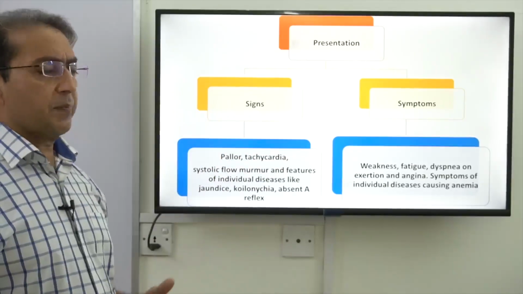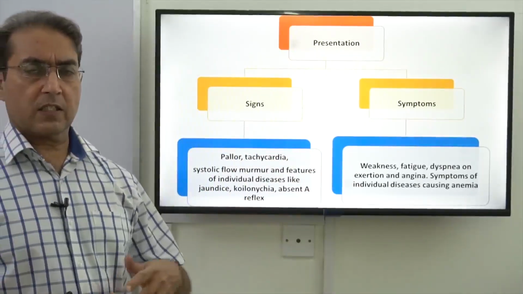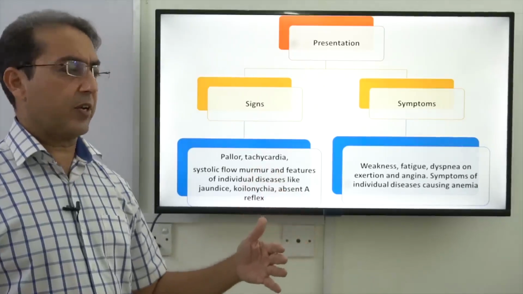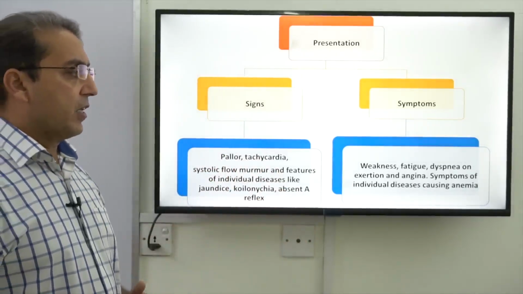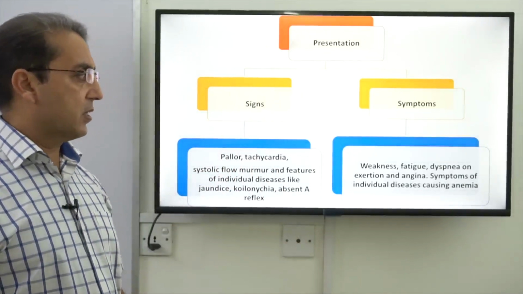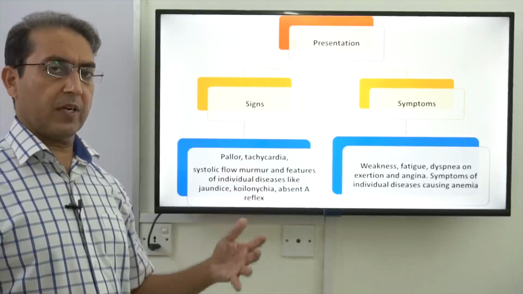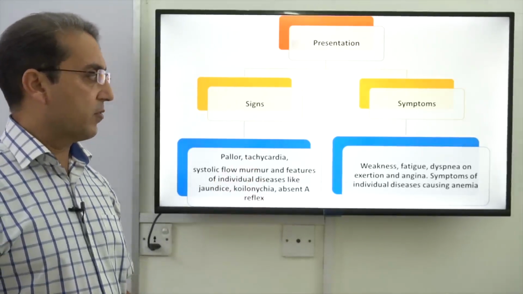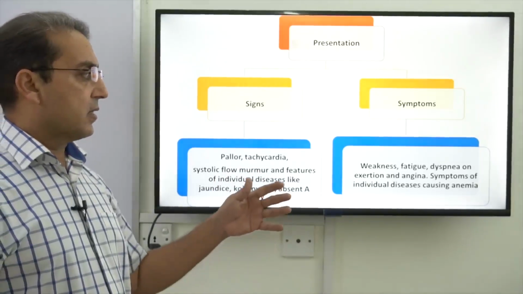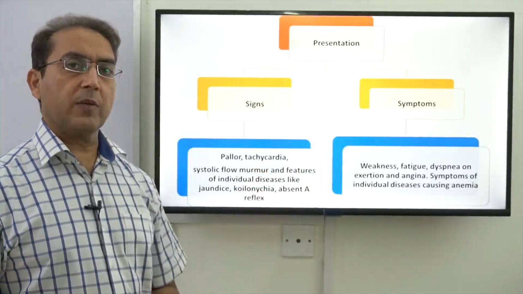Now, what is the presentation of anemia? The symptoms depend upon the severity and the speed of onset of anemia. So the patient may have weakness, maybe fatigue, dyspnea on exertion, and sometimes angina even in the presence of normal coronary arteries, and the symptoms of the individual cause of anemia may be present.